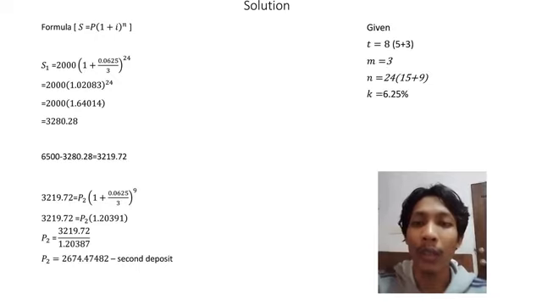Sarah makes a second deposit, P2, at year 5. It only grows for the remaining 3 years or 9 periods. This attaches a future value factor of 1.20387 to P2. We simply subtract the first deposit's growth from our target, leaving 3,290 ringgit and 70 cents. Dividing that by our P2 factor gives us our final answer. Sarah's second deposit must be 2,674 ringgit and 47 cents.